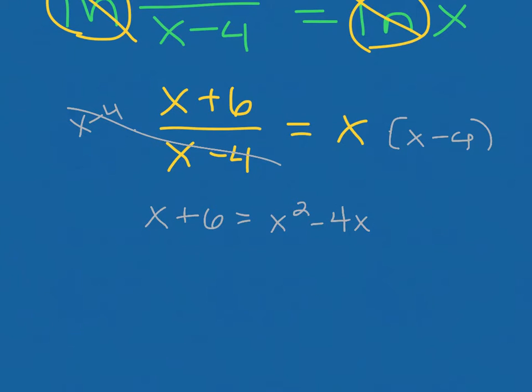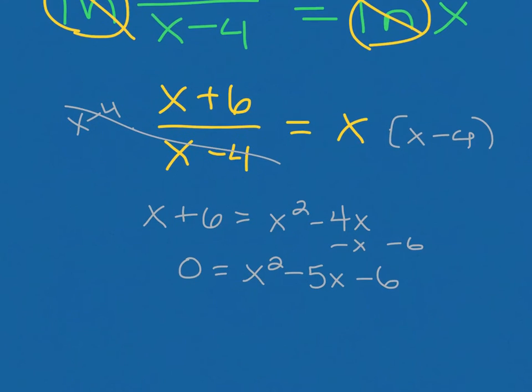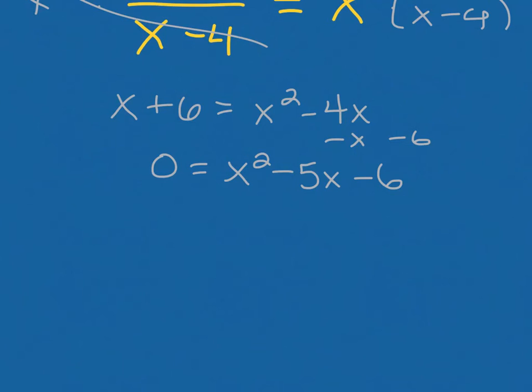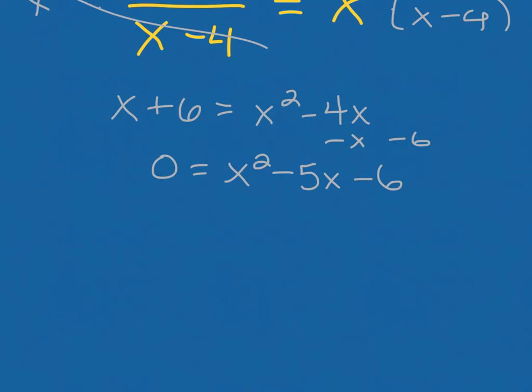Again, hopefully a little red flag goes off as soon as I see squared and x to the first. I'm going to try to get everything to one side and factor it. So if I subtract the x and the 6, I end up with 0 equals x squared minus 5x minus 6. So see if you can factor it. This one can be, right? This would be x minus 6 and x plus 1. Some of the questions couldn't be factored.